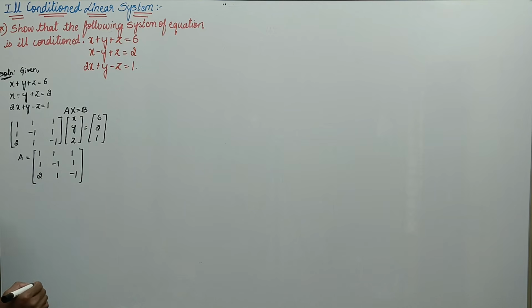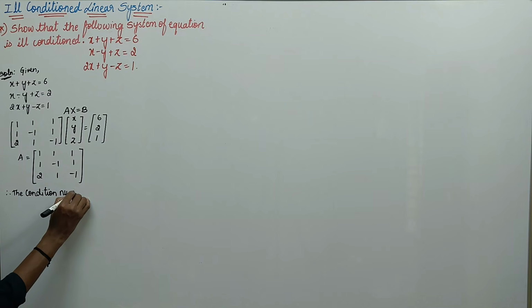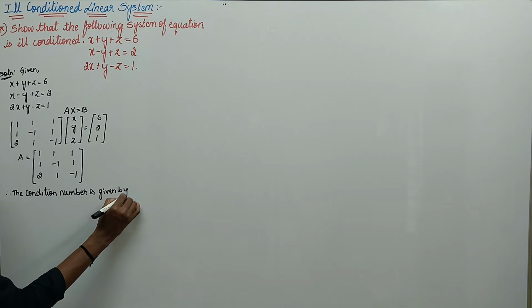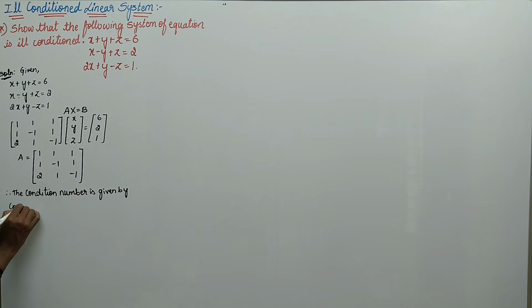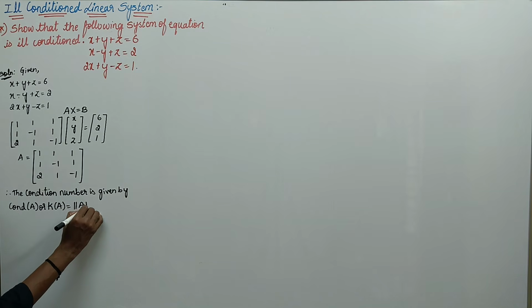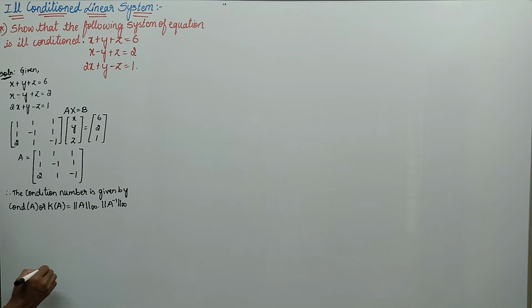Okay, done. Now we are supposed to find the ill condition. Before finding ill condition, we are supposed to find the condition number. Therefore, the condition number is given by condition of A or K of A, which is equal to norm A infinity into norm A inverse infinity.